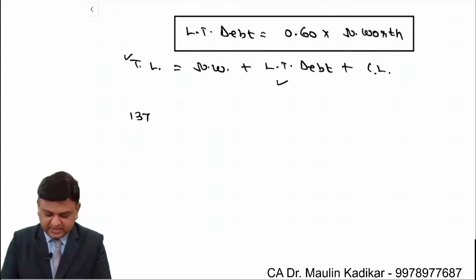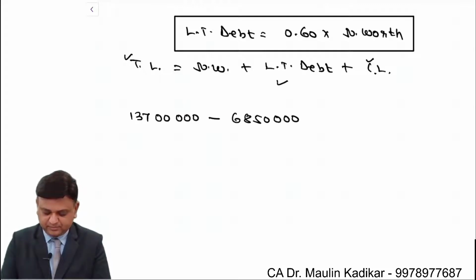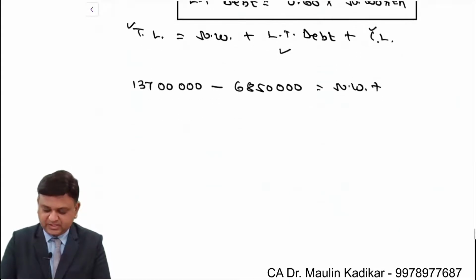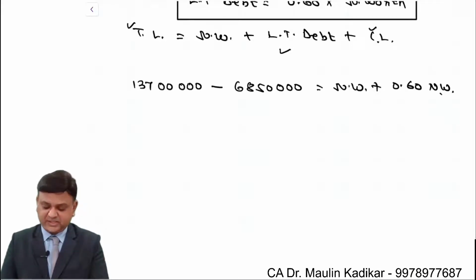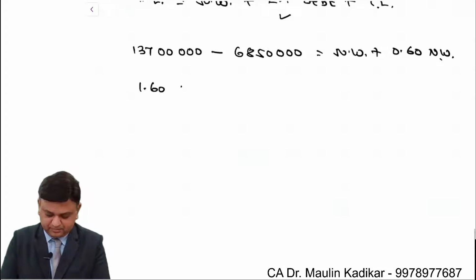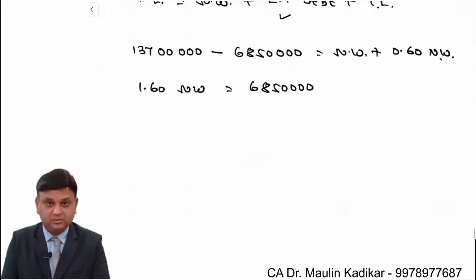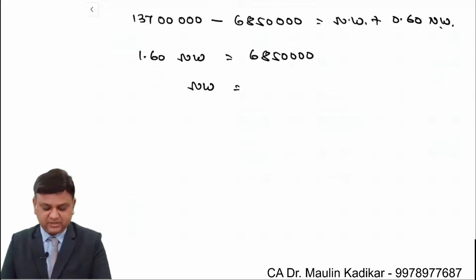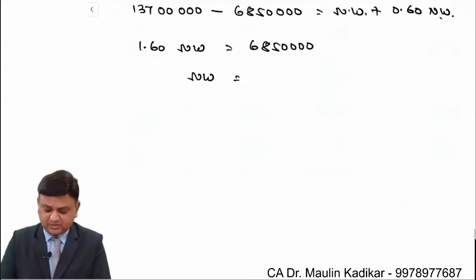This is 137 lakhs minus current liability 68 lakh 50,000 is equal to net worth plus 0.6 net worth. Net worth plus 0.6 net worth is 1.6 net worth, which is equal to 68 lakh 50,000. So net worth is equal to 68 lakh 50,000 divided by 1.6. That comes to 42 lakh 81,250.